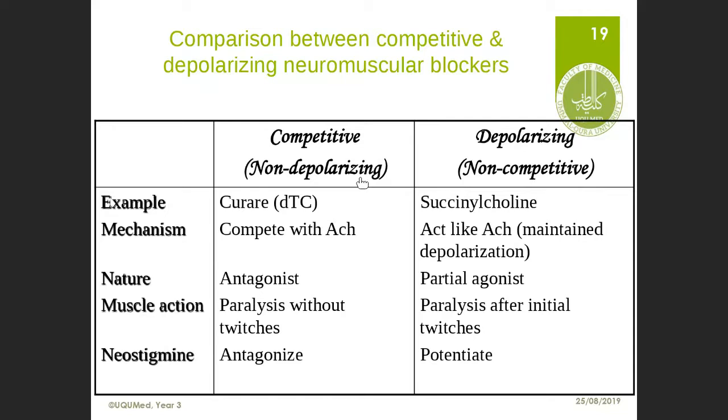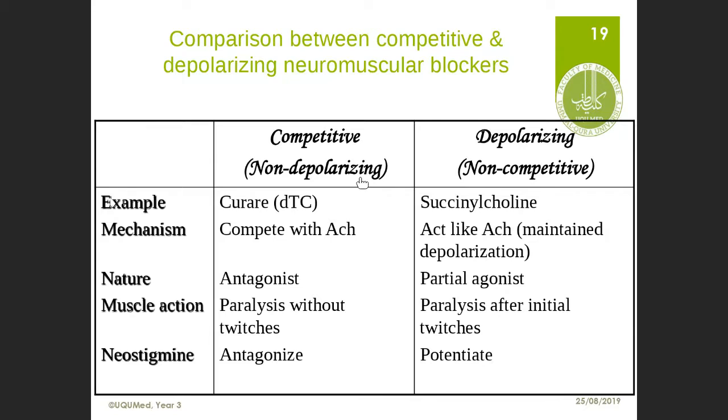Competitive blockers act on receptors, but the depolarizing ones actually reduce the action potential. So the competitive ones are non-depolarizing, and the depolarizing ones are non-competitive. An example is curare or DTC; DTC is D-tubocurarine, the short name of the drug. Succinylcholine is a depolarizing blocker.